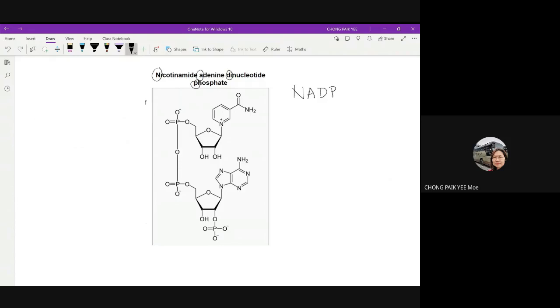Why is it positive? The reason here is, look here, it is charged. That means it's lacking in an electron. It is not neutral. So this NADP+ is lacking an electron. So now what is the use of this? What is the function of NADP in this process of photosynthesis?